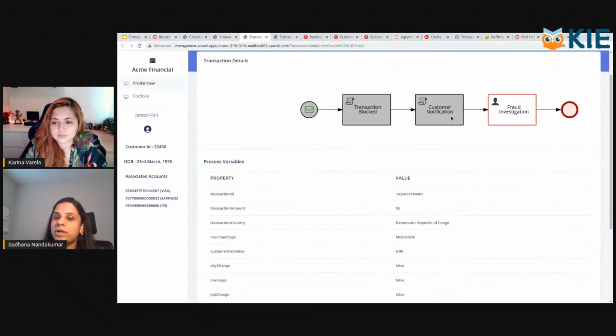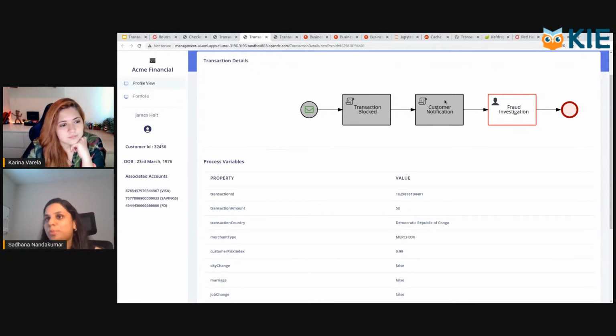In this case, if a fraud is identified, we basically block that transaction and send out a customer notification right there. This is to make sure that even if it's a legitimate transaction, we want to get the customer consent before approving the transaction essentially. And so that's the next best action piece of it.